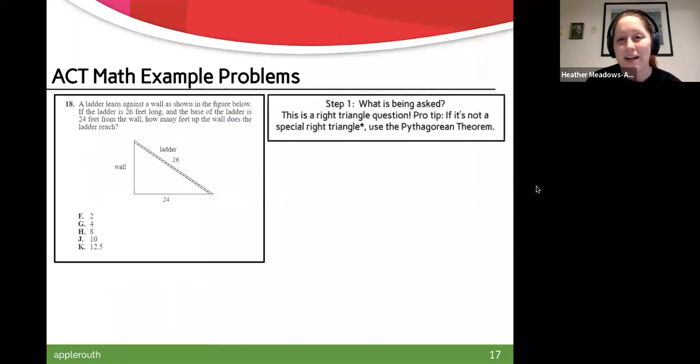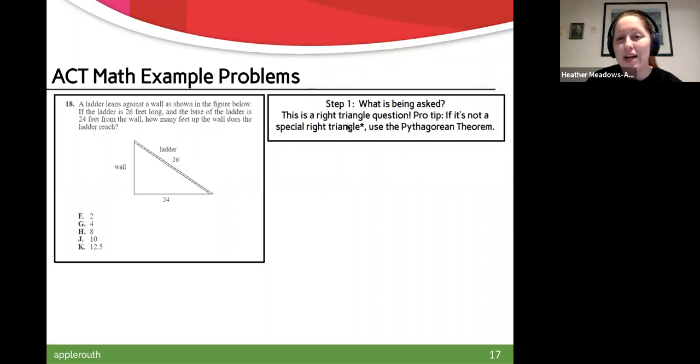So let's look at some examples, right? Step one always is to figure out what's being asked in this math question, right? A ladder leans against a wall shown in the figure below. Ladder is 26 feet long. The base is 24 feet from the wall. How many feet up the wall does it reach? Well, we get a picture too, which is nice. And this is a right triangle question, right?